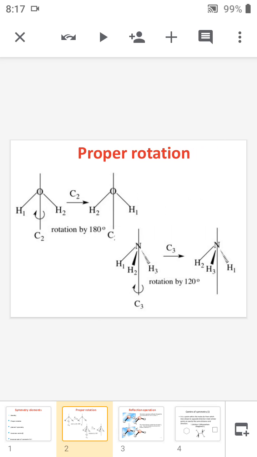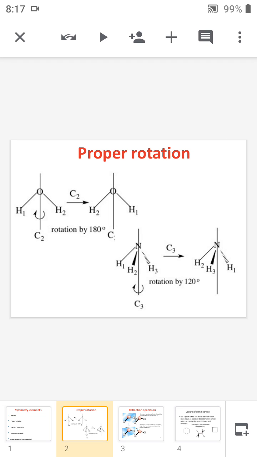The next example is ammonia. We know that ammonia has a pyramidal structure, the central atom is nitrogen, and three hydrogen atoms are connected to the nitrogen. For convenience, I have represented them as H1, H2 and H3. An axis passes through the center atom, that is nitrogen. This axis is the C3, obtained by rotation through an angle of 120 degrees. So 360 divided by 120 gives 3. That is a C3 axis. If you rotate the molecule through 120 degrees, we get an indistinguishable configuration of the molecule. That's why the ammonia molecule has a C3 axis of rotation.